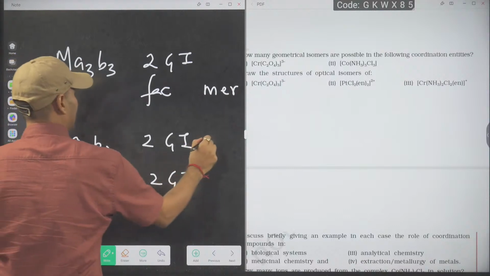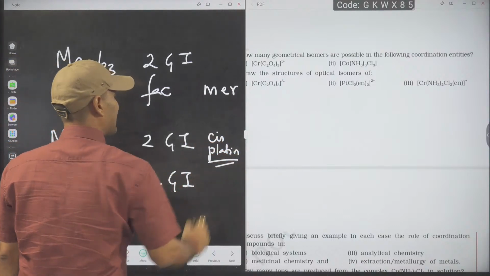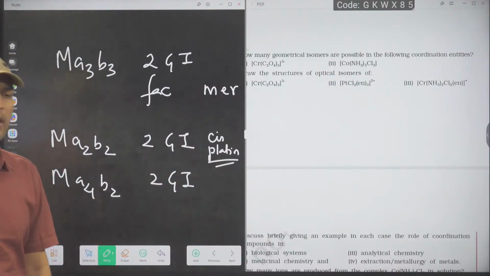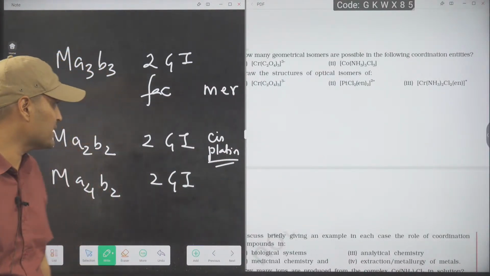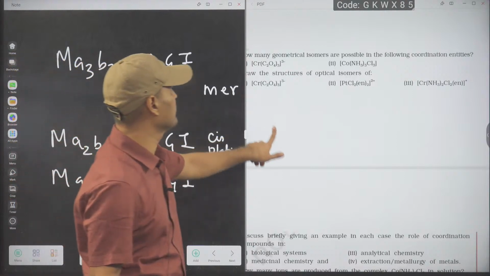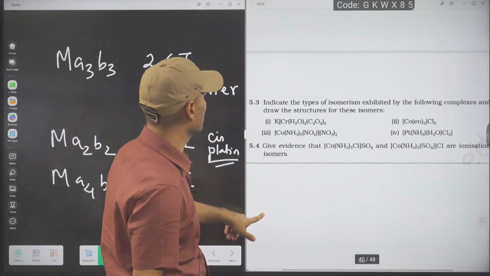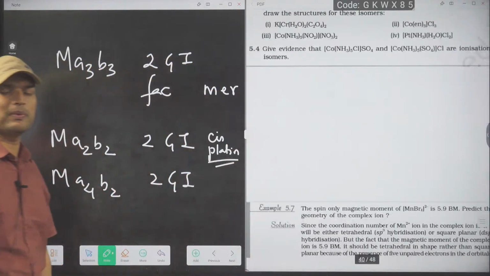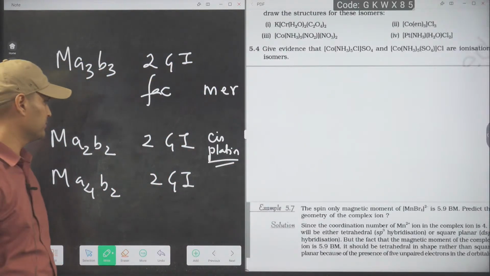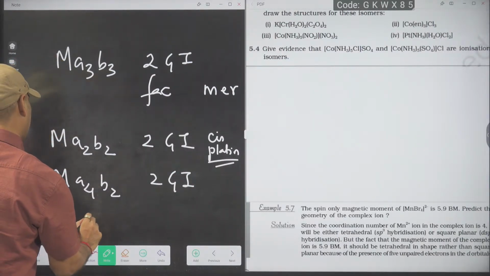In this only there is an example: cisplatin, used in cancer treatment, tumor treatment. Cisplatin. Do you know the formula of cisplatin? Tell me, do you know the formula of cisplatin? This is the diagram of cisplatin.